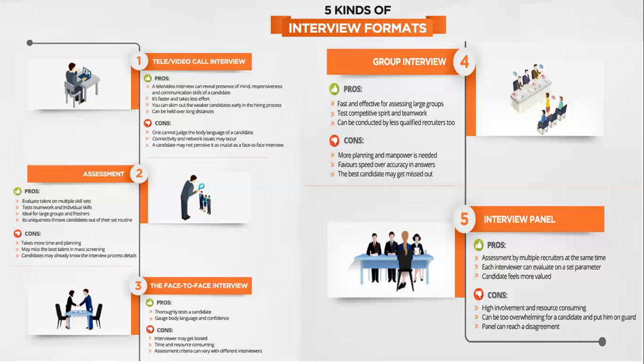It can be too overwhelming for a candidate and put him on guard, because when a panel takes the interviewee, he can be defensive, because at certain times there is cross-questioning as well. So with cross-questioning the interviewee may be defensive. The panel can reach a disagreement. That is one of the major issues, that the inter-rater agreement reduces, the reliability with each other. So maybe recruiter one assesses the person as outstanding, the next as good, and the third as average. So how do we average such varied results for a person?